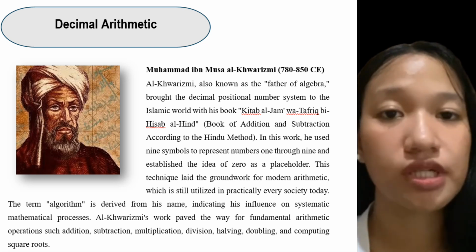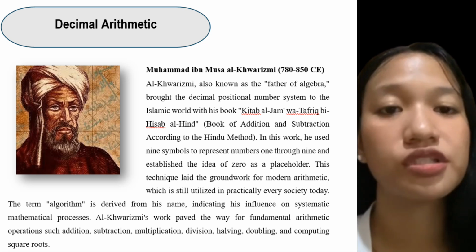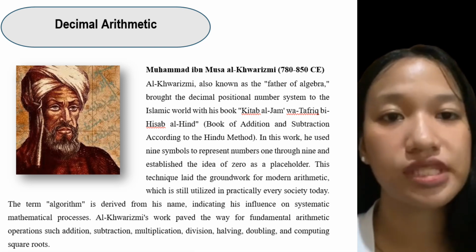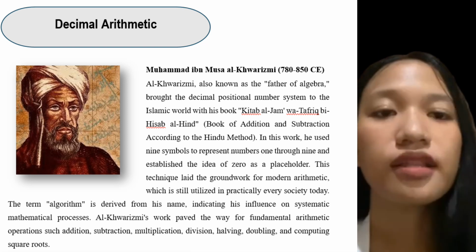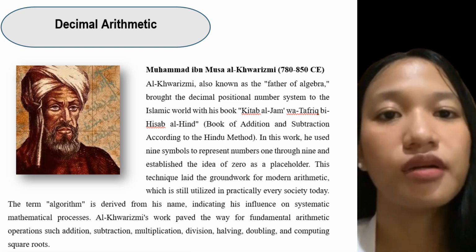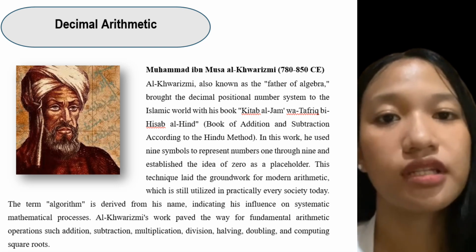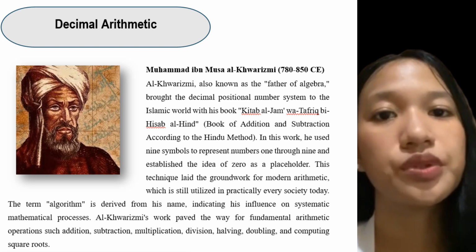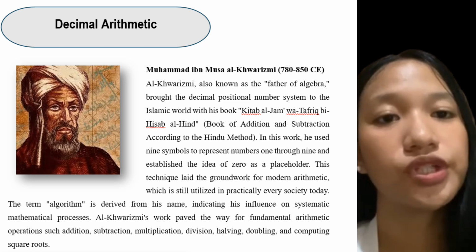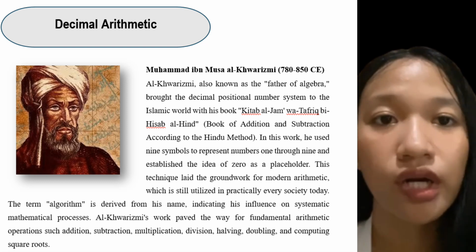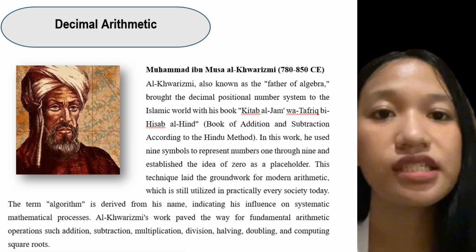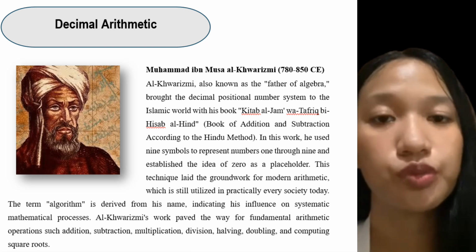Introduction of decimal positional system. Al-Khwarizmi's book Kitab al-Jawhar Tafibi Hesab al-Hind introduced the decimal positional number system to the Islamic world. This system used 10 symbols, 0 through 9, to represent the numbers. Each digit position in the numbers determined its value: units, tens, hundreds, and etc. Example, the number 345 means 3 hundreds, 4 tens, and 5 units. Without this system, we would use less efficient methods like Roman numerals.